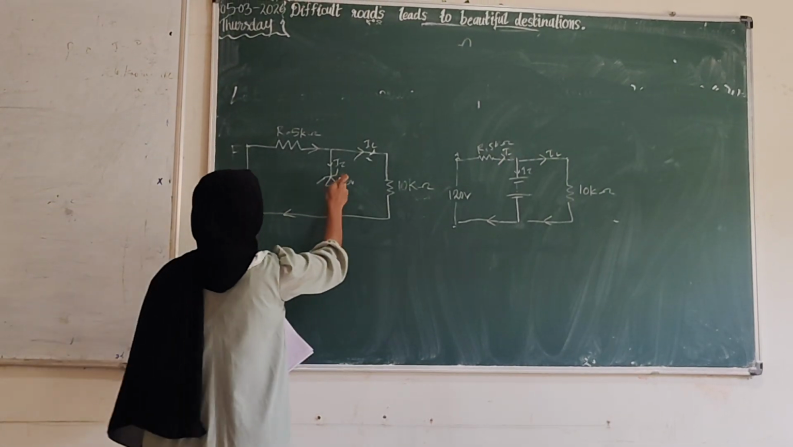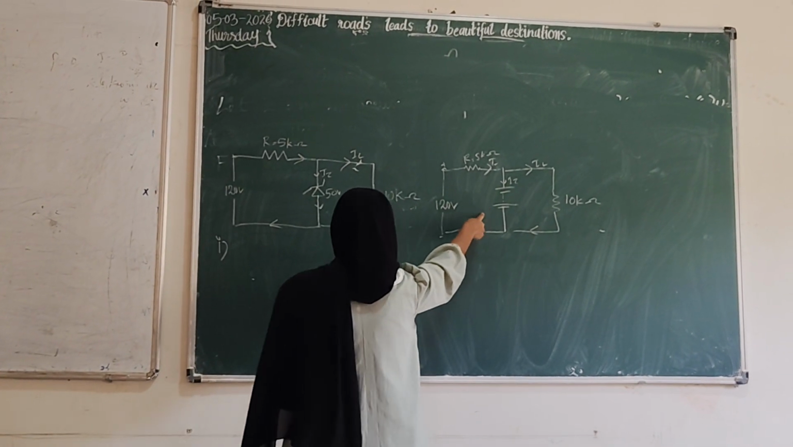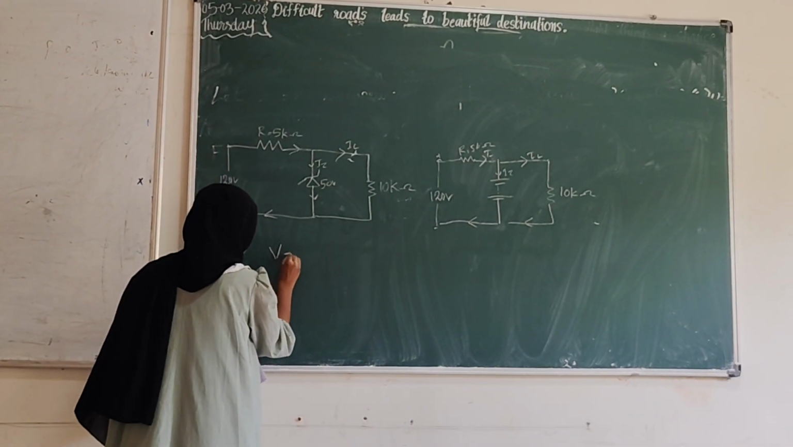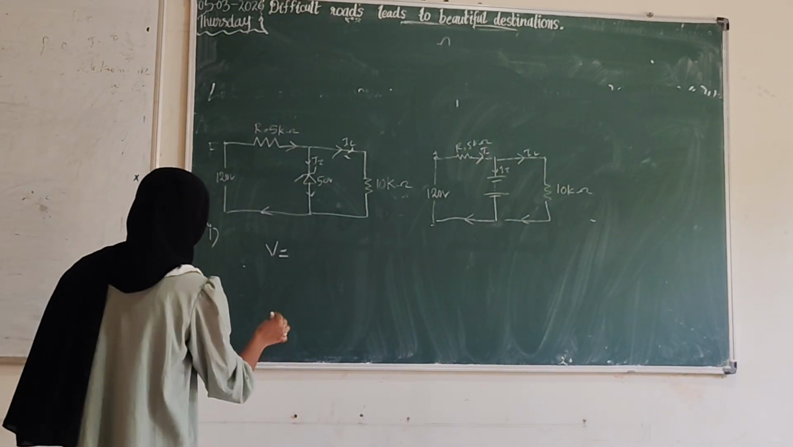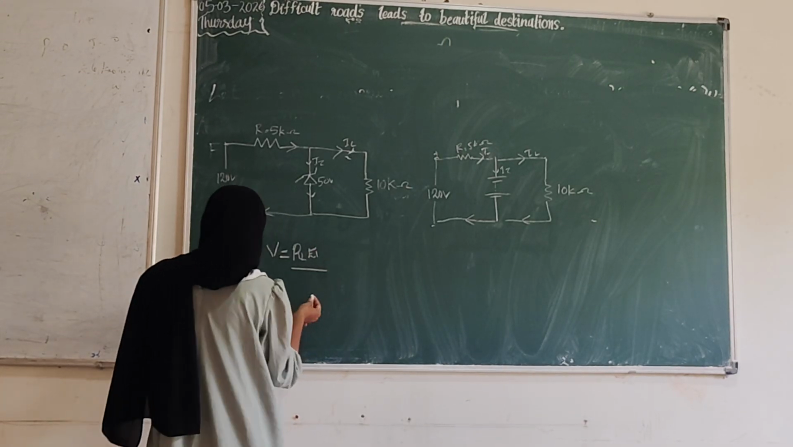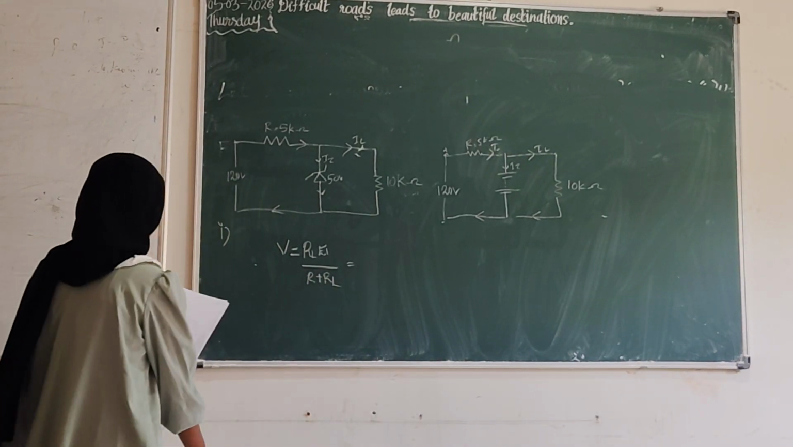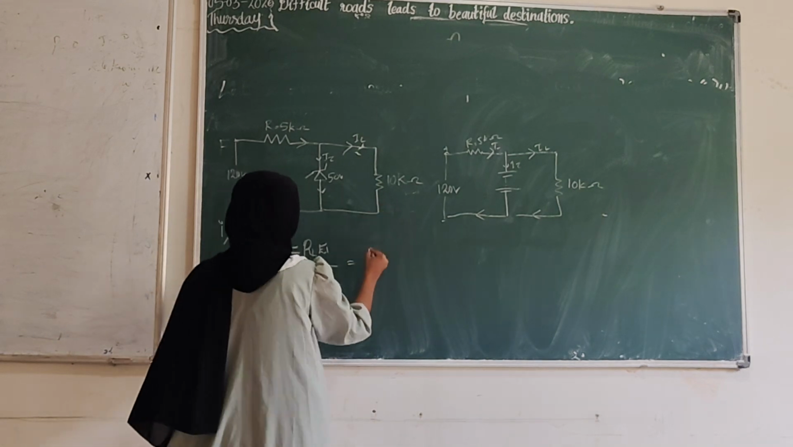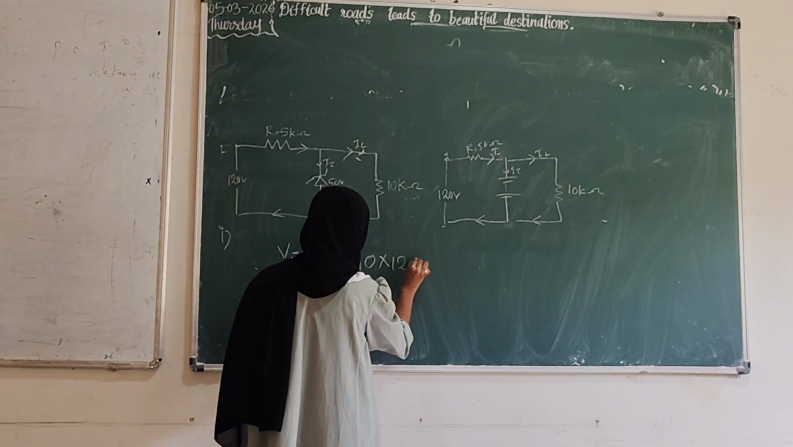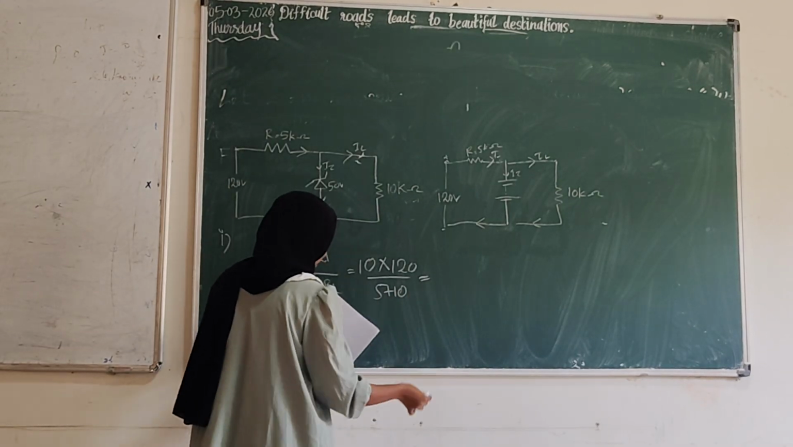If you remove the zener diode from here, we will get this figure. We want to find the voltage. That voltage will be RL into Ei by R plus RL. That is, RL is 10 into 120 by 5 plus 10. That is 80 volts.